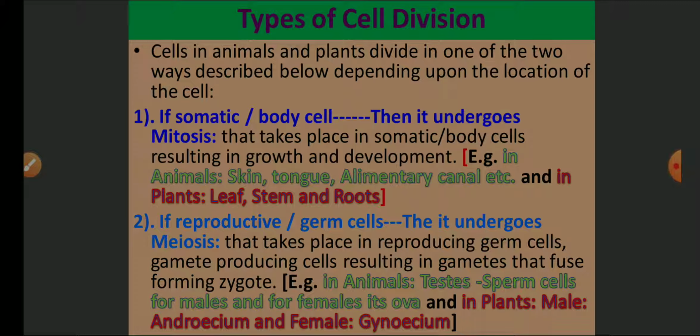If the cells are related to reproduction, that is germ cells, that is sperm and ova, or you can say androecium and gynoecium, then there is no mitosis, but there is another type of cell division which is known as meiosis. So there are two types of cell division, mitosis and meiosis, and it depends upon the location of the cell. So if the cells are located in the body, then they undergo the process of mitosis, and if they are in the reproductive organs like testes and ovary, then they undergo the process of meiosis, or if it is in plants like androecium and gynoecium, then it shows the process of meiosis. I hope you understood.